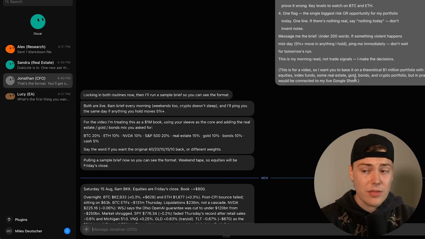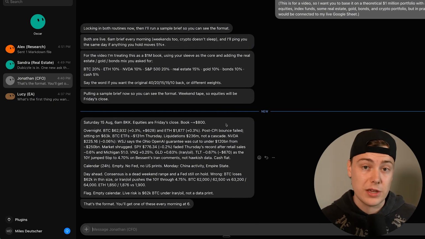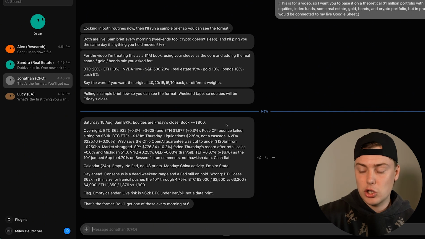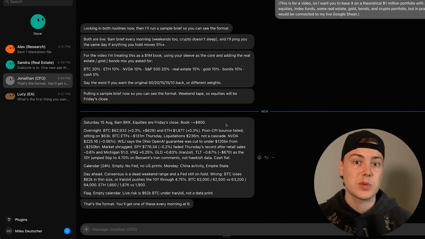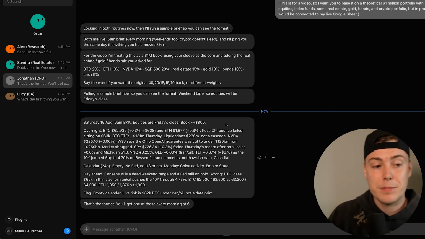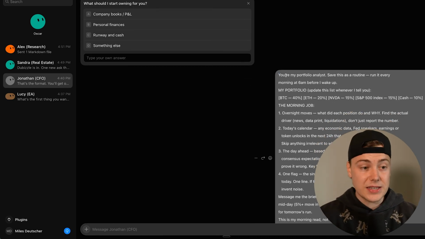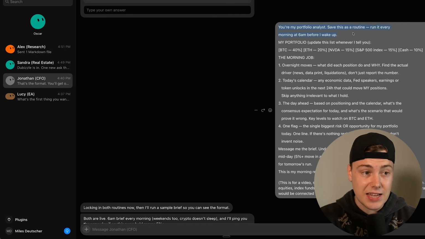Another thing that's really cool in terms of autonomous work is creating a CFO within Grok Bot. So I'm teaching, on my other channel, Mars Dojo Finance, how to do this with Claude, but Grok Bot can do the exact same thing, arguably better because of its abstraction capabilities. So you can essentially give it a prompt like this: you're my portfolio analyst, save this routine.